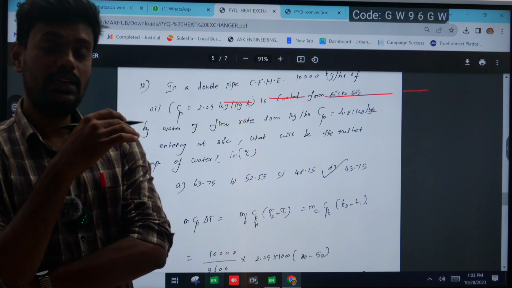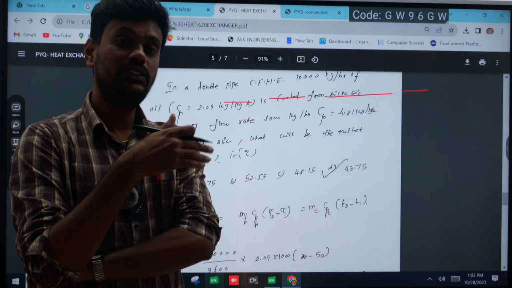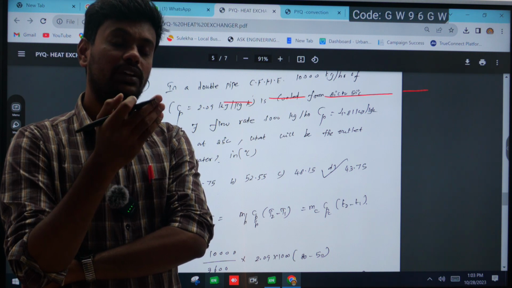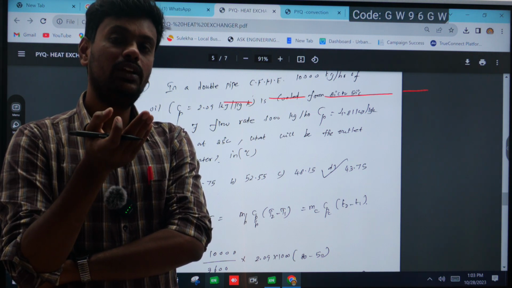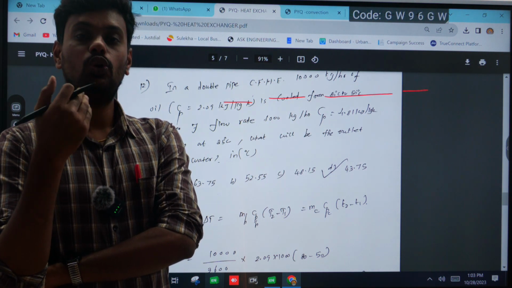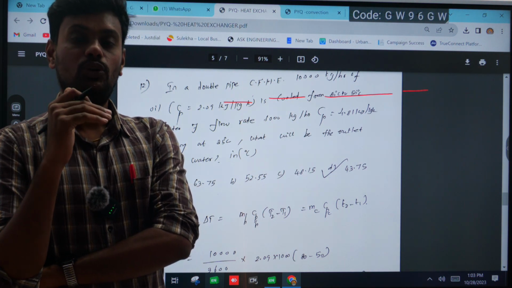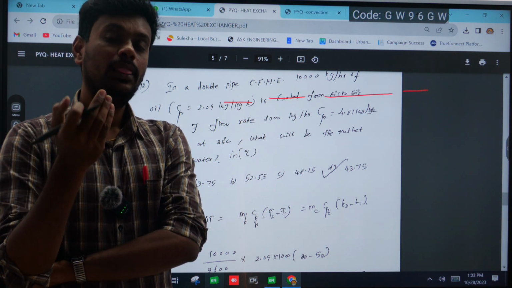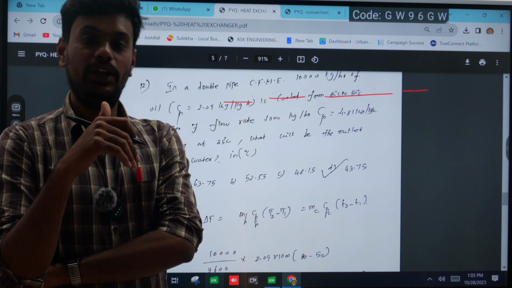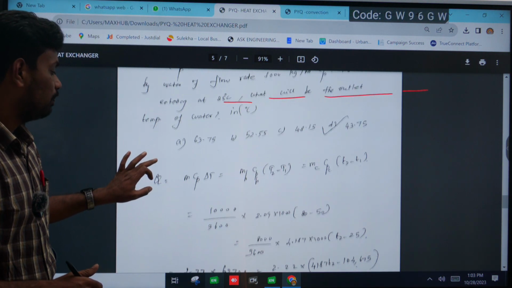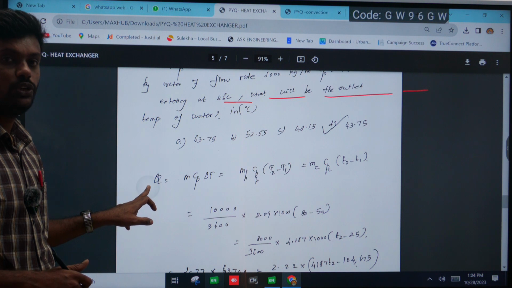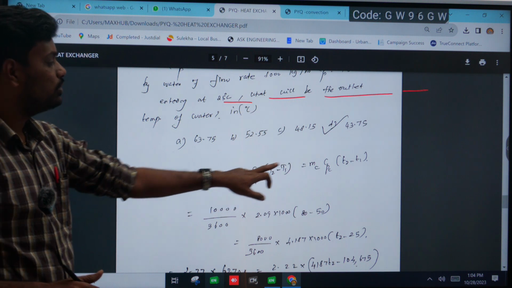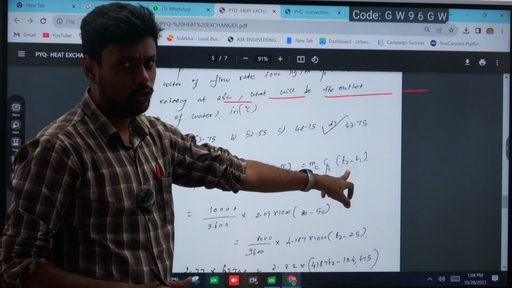Okay, what is happening in a heat exchanger? Hot fluid is going inside and it is losing its heat to the cold fluid. The temperature of the hot fluid will come down and the temperature of the cold fluid will rise. So the amount of heat lost by the hot fluid is equal to the amount of heat gained by the cold fluid. The general equation is Q is equal to m Cp delta T. So heat lost by the hot fluid is equal to heat gained by the cold fluid.